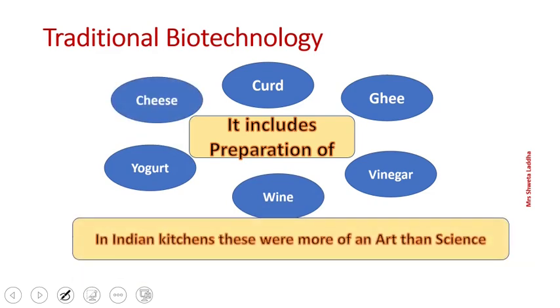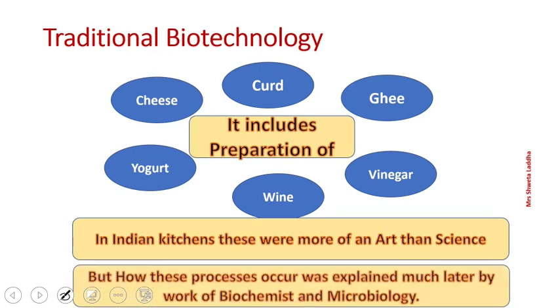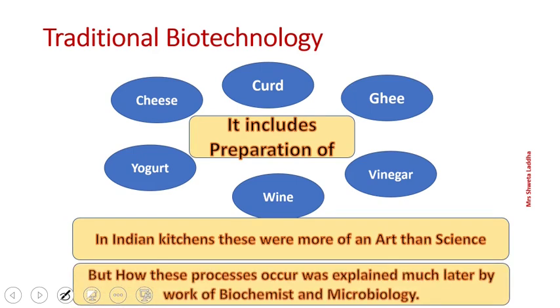Now in Indian kitchens, the production of curd, ghee, vinegar, cheese, yogurt, wine was more of an art than a science. And in those days people did not know how these processes were occurring. How they occur was explained much later by the work of a few biochemists and microbiologists.